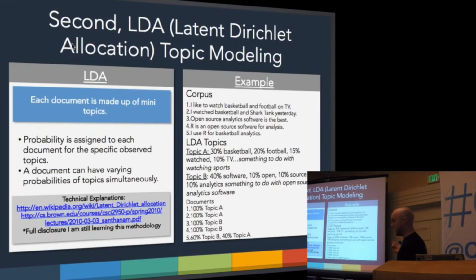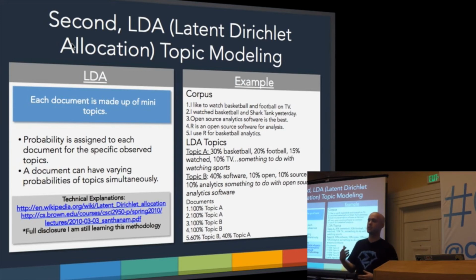Just to be completely candid, I am still learning about LDA topic modeling. It's latent Dirichlet allocation, so it's actually looking at probabilities of words to identify topics. Each document is made up of mini topics within it. So if we had a corpus: I like to watch basketball and football on TV. I watch basketball and Shark Tank. Open source analytics software is the best. R is an open source software for analysis, and I use R for basketball analytics.